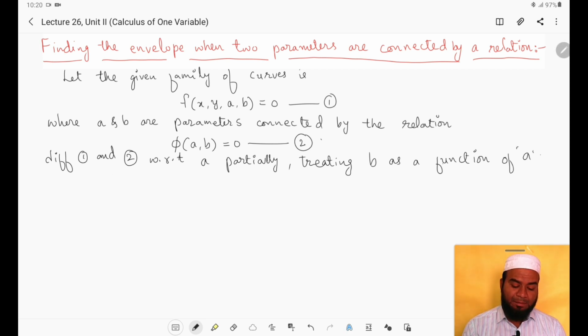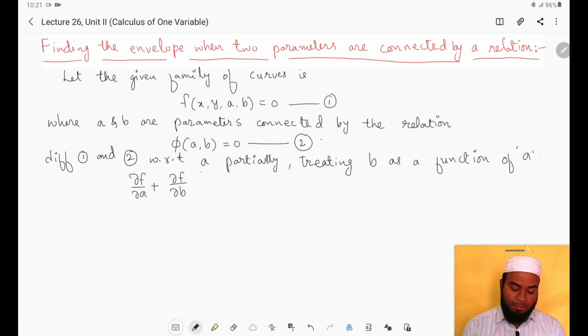So when we differentiate, what will happen? See, f is involving a as well as b. So we have to apply chain rule here. First we have to differentiate f with respect to a, then we will get dou f by dou a, then plus we have to differentiate f with respect to b, because b is treated here as a function of a. So according to chain rule we differentiate f with respect to b, then b with respect to a.